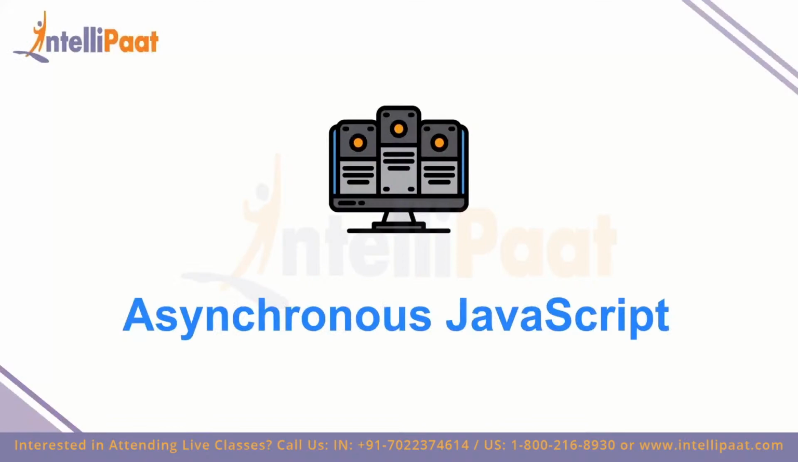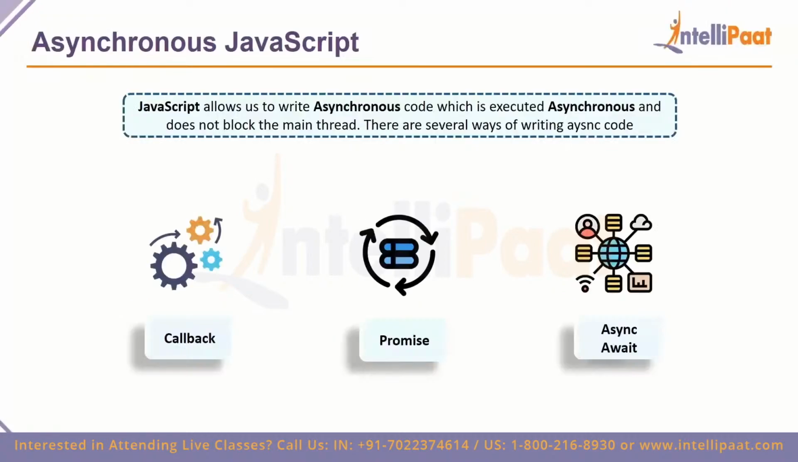All right, now let's take a look at asynchronous JavaScript. So in case you're not familiar with it, let's take a look at what asynchronous JavaScript means. JavaScript allows us to write asynchronous code, which is executed in an asynchronous fashion. Asynchronous doesn't necessarily mean that it is parallel, but it does not block the main thread. JavaScript is a single-threaded language. JavaScript being single-threaded means that you can't create new threads out of JavaScript.